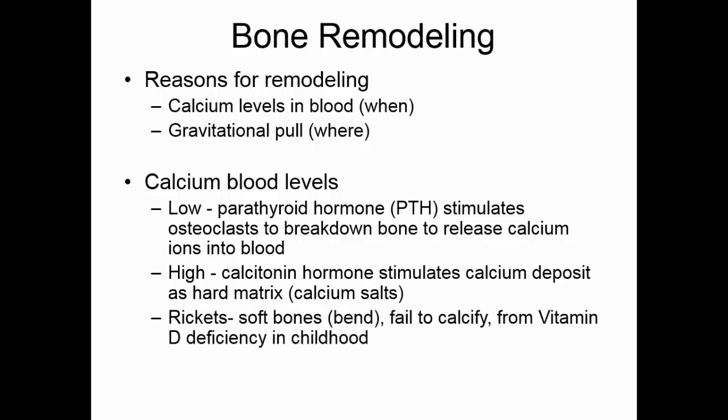Rickets is a disease seen in some children. The bones fail to calcify like they're supposed to. Vitamin D is required to deposit calcium in bones. If these children have an inadequate supply of vitamin D, then their bones won't harden. They'll be soft and they will bend. Many times children with rickets have bowed legs. This is easy to treat. Simply give vitamin D to children while they're developing their bones.